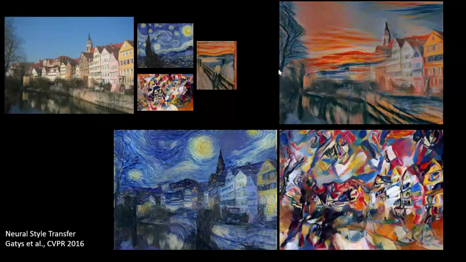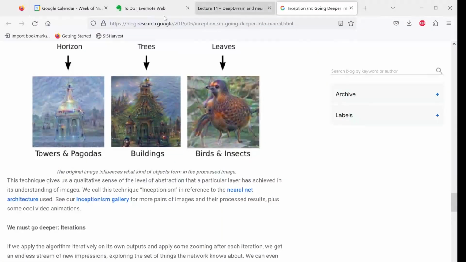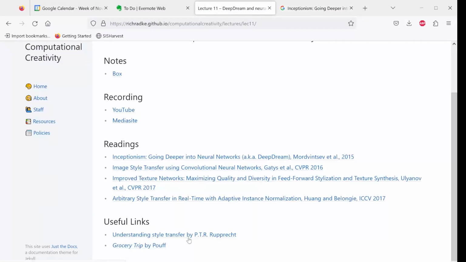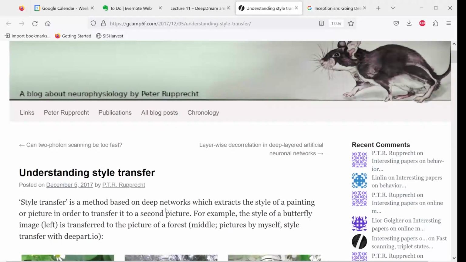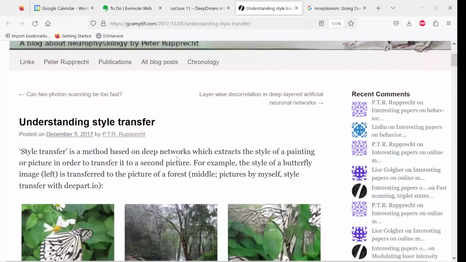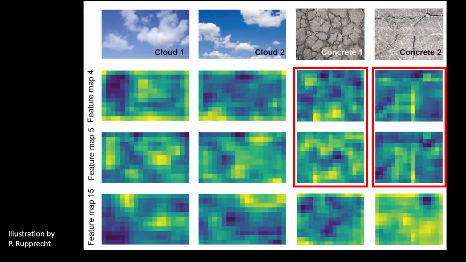And so here's an illustration, and I really like this blog by Peter Ruprecht. If I go back to my browser for a second, if you want to learn more about this, I've linked in the web page to this Understanding Style Transfer blog, which I think is actually quite good in terms of trying to explain why this works. It's particularly the style loss, I think, that is the part that's hard to understand, right? So here are some pictures from his blog post.